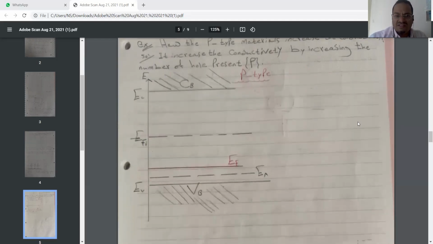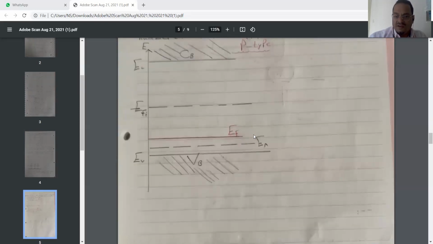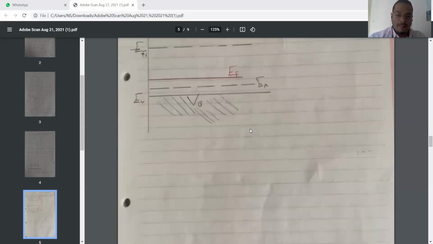The same diagram here, but I put in the extrinsic Fermi energy level. The Fermi level in p-type, like I said, is near the EV valence energy band. That's the condition. And in n-type it will be upper, near the conduction energy band. But we have another condition: EF, the Fermi energy level, must be above the acceptor energy band.